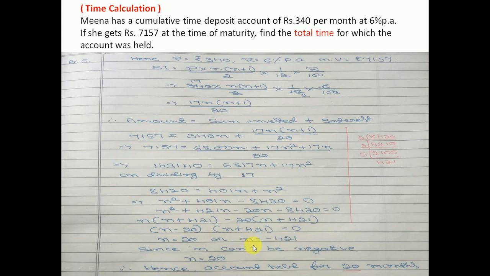But n cannot be a negative value, so this option is ruled out. So n is 20 is the answer. It means he has to deposit 340 rupees for 20 months to get this much maturity value.